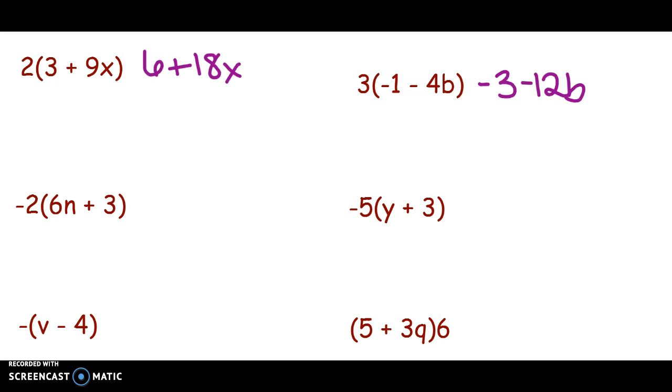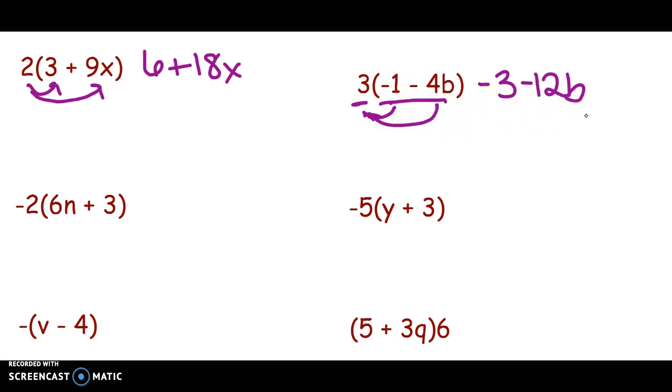Okay, if you look at the first two answers, I gave them to you. So I have 2 times 3 plus 9x, 2 times 3 is 6, 2 times 9x is 18. Or you can think 3 plus 9x, 2 times, is 6 plus 18x. Same with this one, I have negative 1 minus 4b, 3 times. So if I have negative 1 3 times, that gives me negative 3. And if I have negative 4b 3 times, that gives me negative 12b.